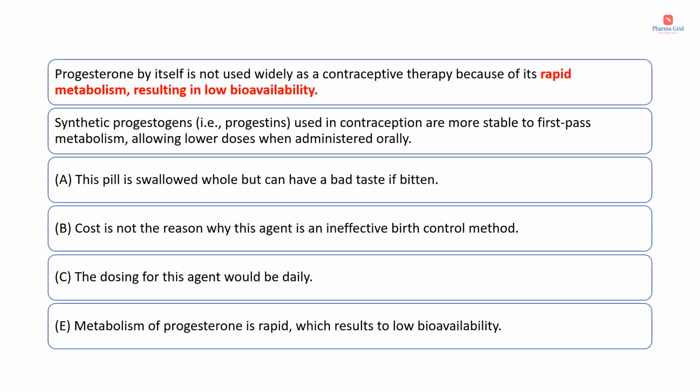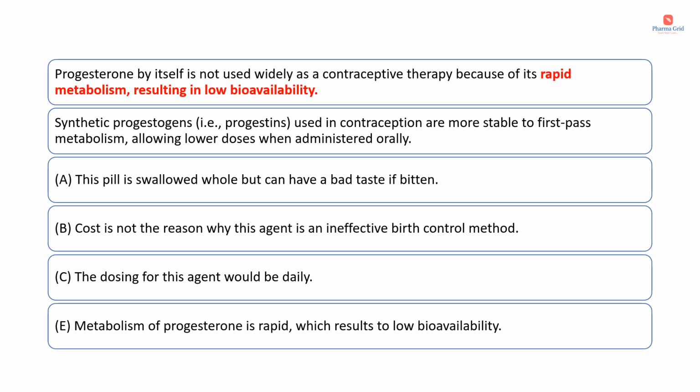Progesterone by itself is not widely used as a contraceptive therapy because of its rapid metabolism, which will result in low bioavailability. Synthetic progestogens used in contraception are more stable to first-pass metabolism, allowing lower doses when administered orally. Now let's see why the remaining options are wrong.